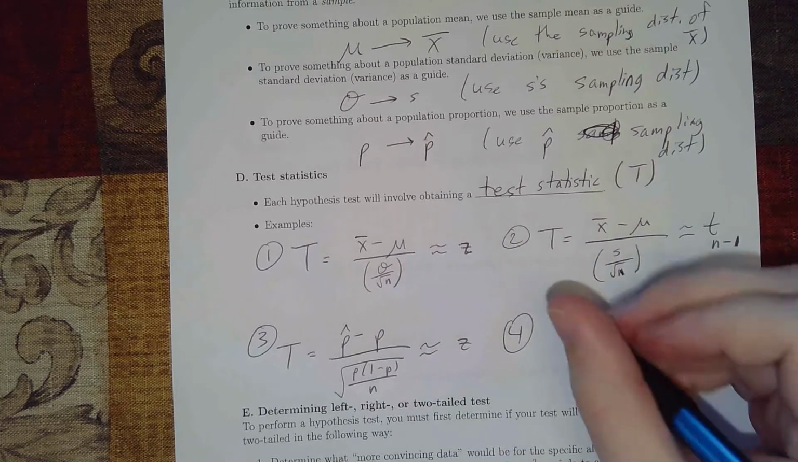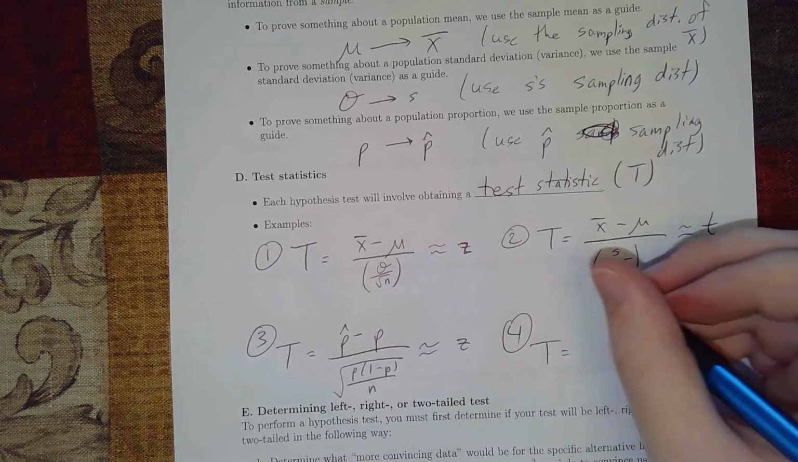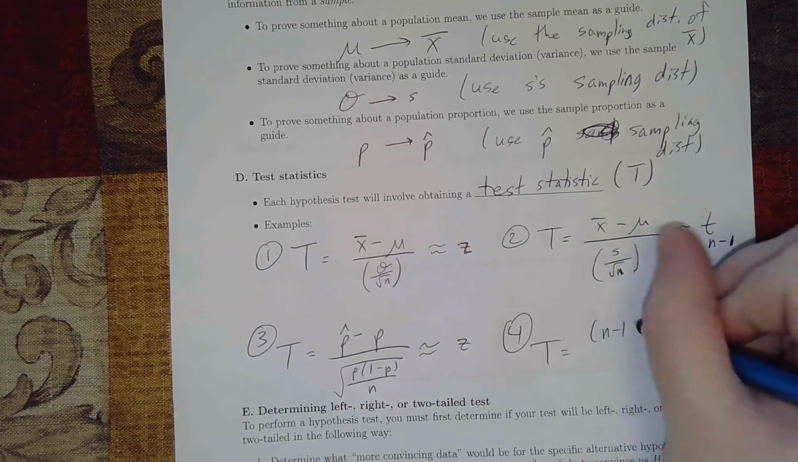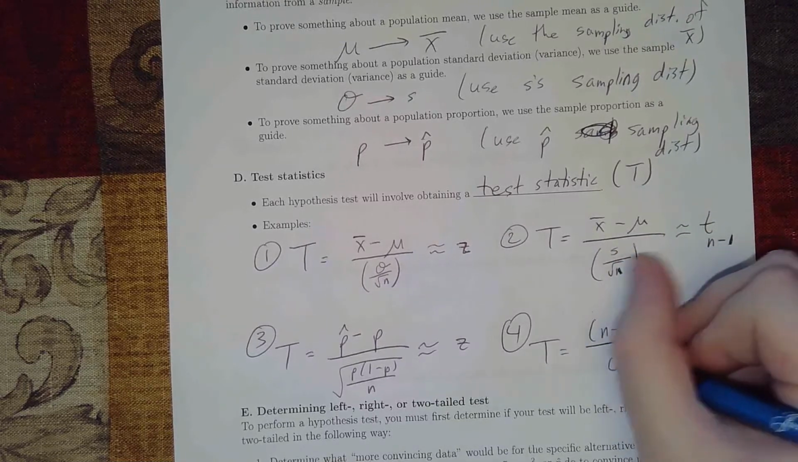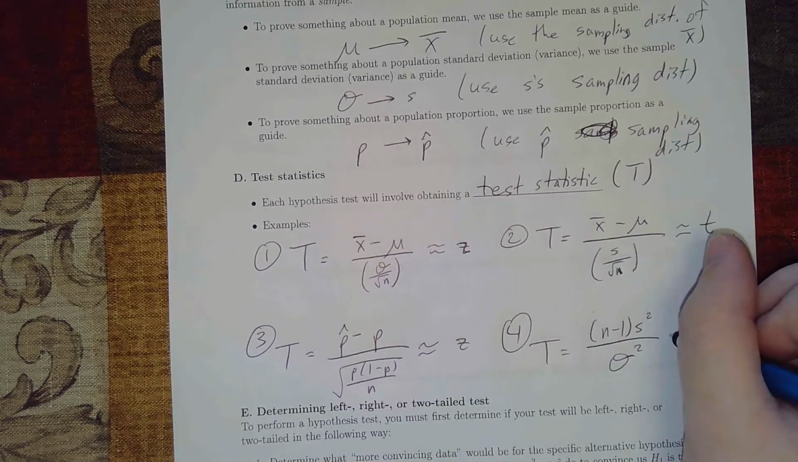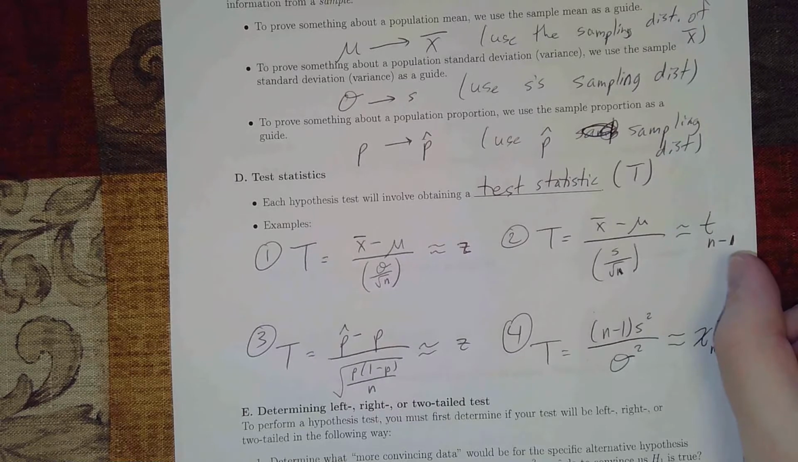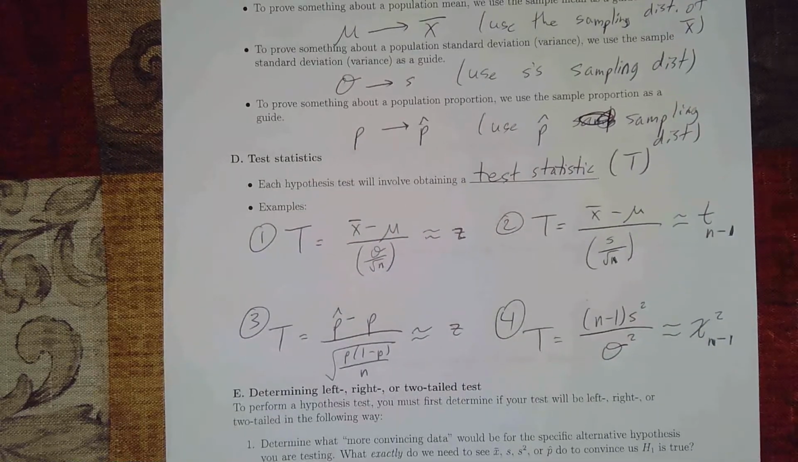And last but not least, if we wanted to create a test statistic for our standard deviation or variance, we might use n minus 1 times s squared over sigma squared, which is going to be our chi-squared with degrees of freedom n minus 1. Again, this one's not going to come up in this class very often, but I felt it was important to at least show it.